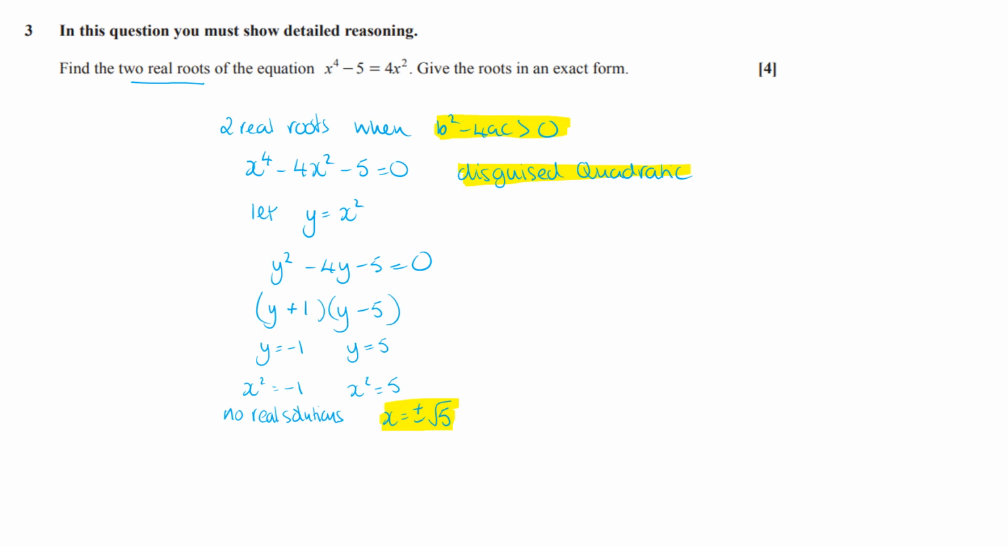So using that fact that b squared minus 4ac is above 0, we can rearrange and take this 4x squared to the other side, and then we have a disguised quadratic if we just let y equal x squared, and then we will have a quadratic. Factorize and then get what y is, then use the substitution back because y stood for x squared. There's no real solutions when x squared is equal to minus 1, so just taking the square root of 5 is our x, which is in exact form. When you get exact form, it's usually meaning that it's a surd.